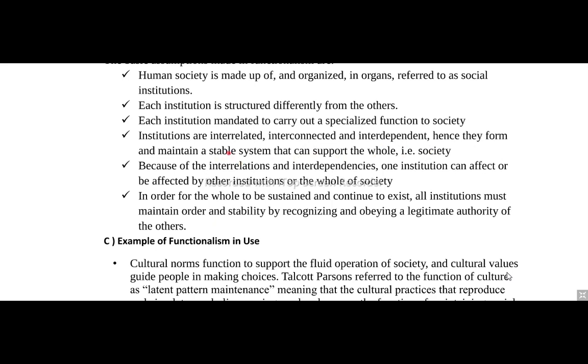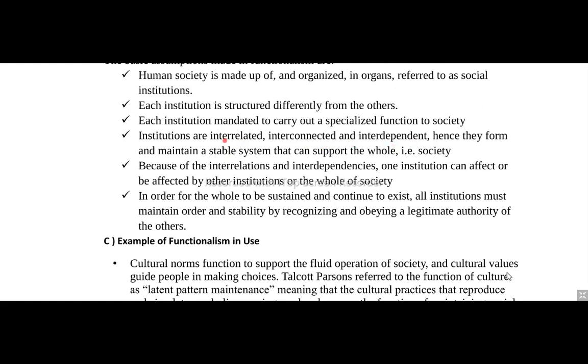Look at the human body. Can the body function without the heart? Can the body function without the lungs? Can the body function without the liver? Can the body function without the kidney? So they are interrelated, interconnected, interdependent.